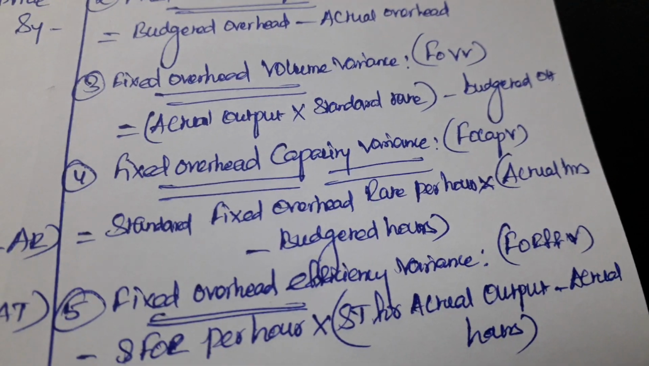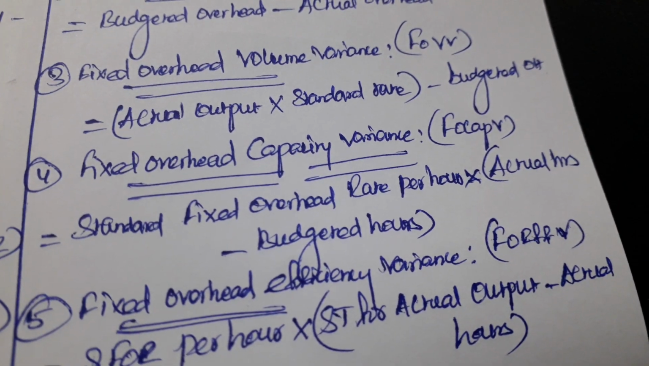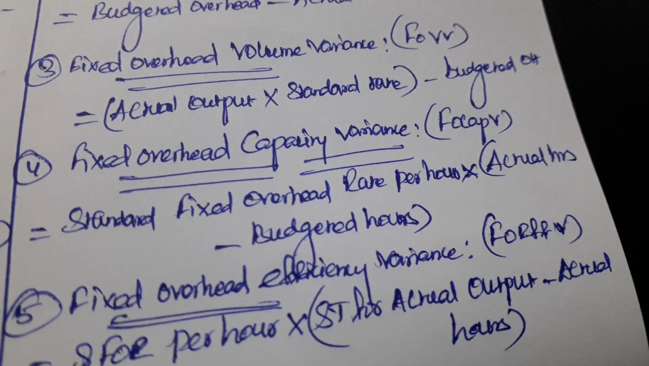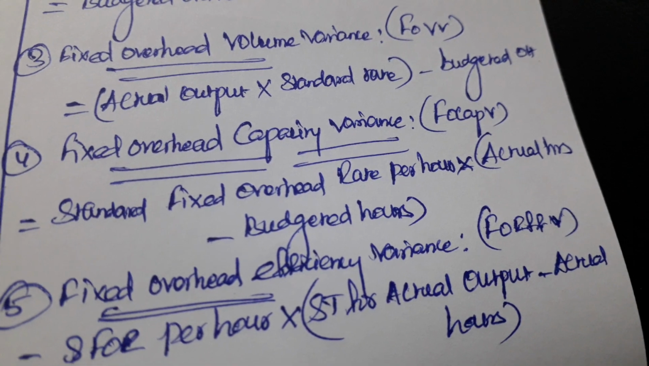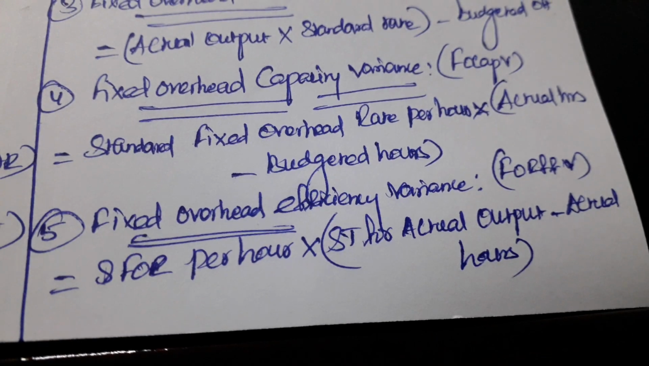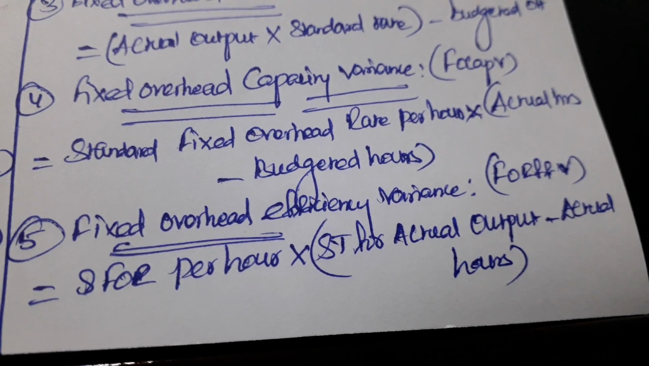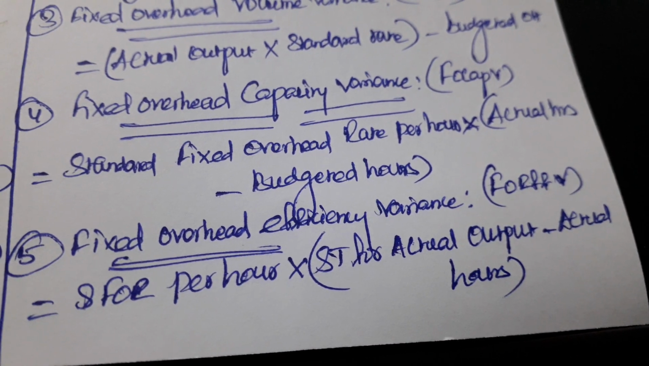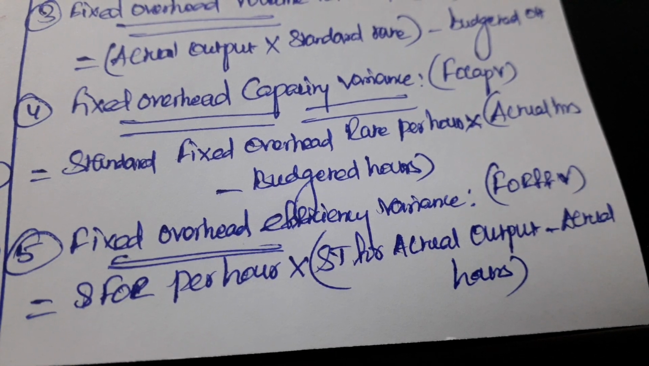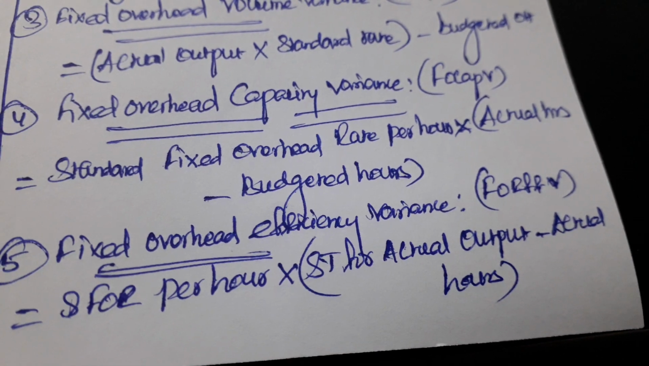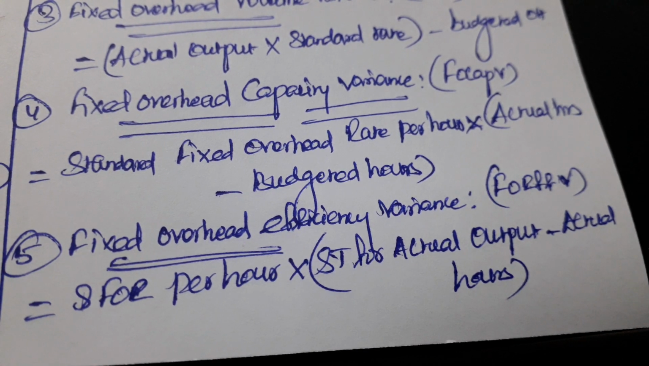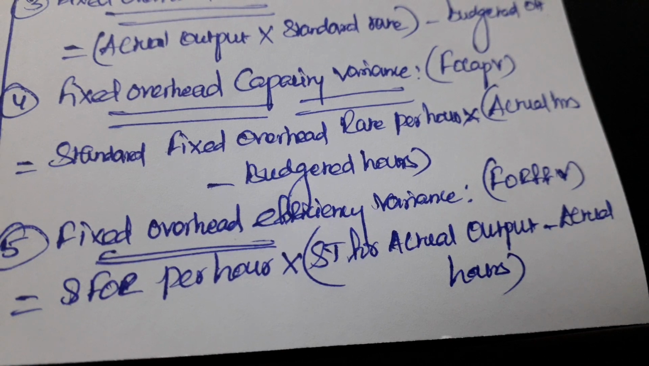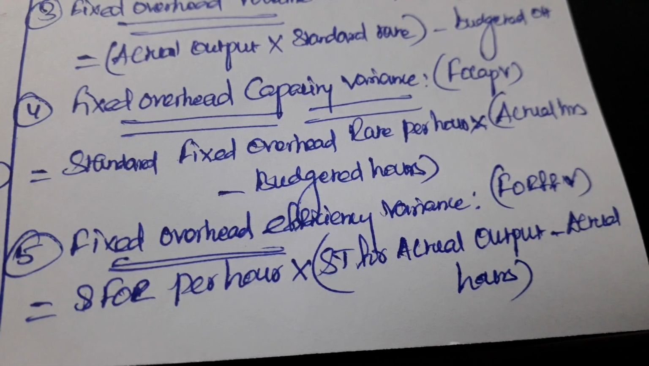Next is the fixed overhead capacity variance. To find this variance we can use the formula: standard fixed overhead rate per hour into actual hours minus budgeted hours. Then the last one is the fixed overhead efficiency variance. It is similar to the variable overhead efficiency variance. For that we use the formula: standard fixed overhead rate per hour into standard time for actual output minus the actual hours.